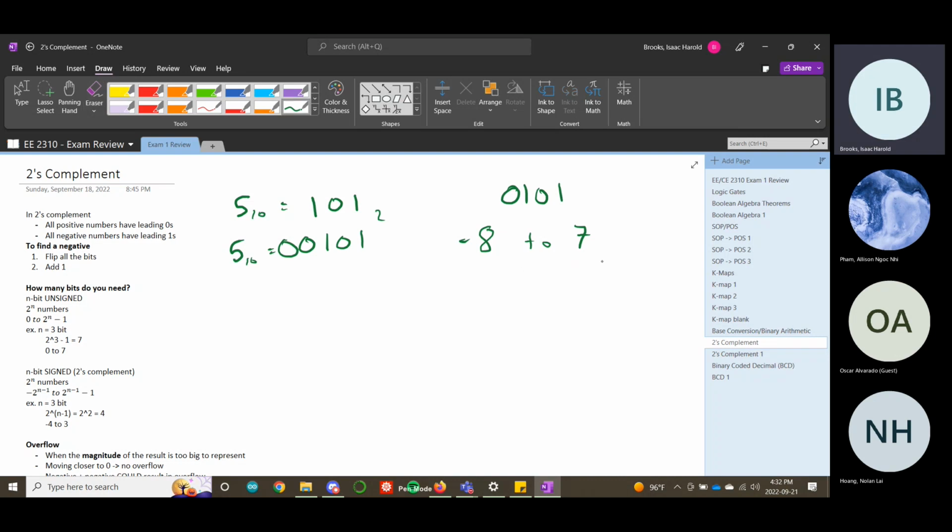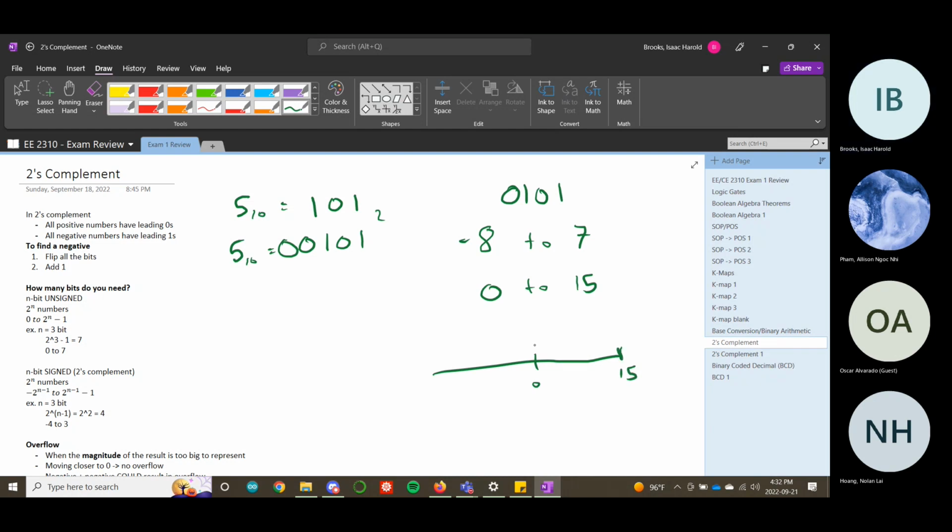So say we're representing this range of numbers, we're going to need 4 bits because this is really the same range as 0 to 15. There's the same number of numbers. This is our number line, this is 0, and 15 is over here. Instead of taking this range, we're just shifting it this way and going from -8 to 7. So this is going to be 4 bits.